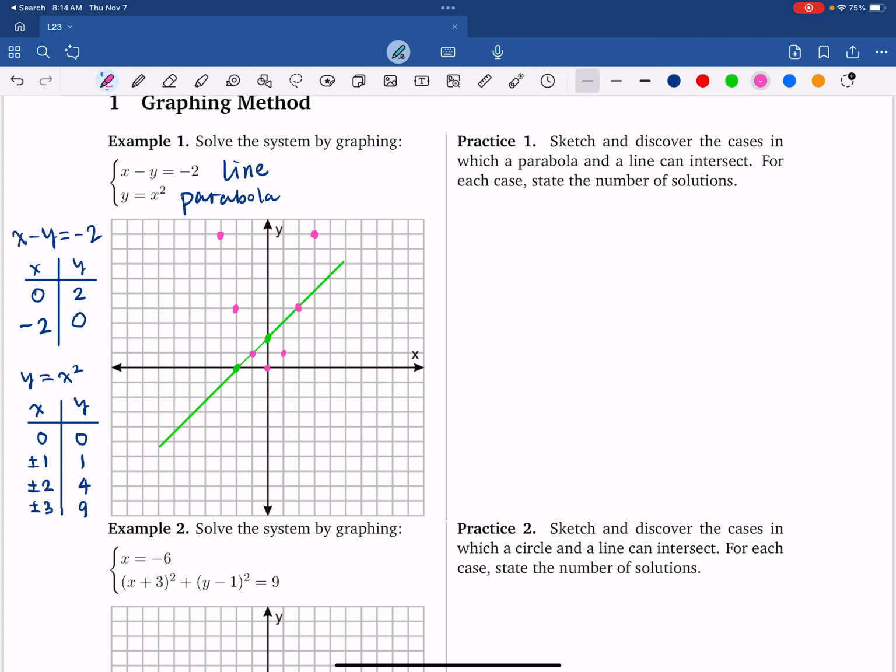Okay? And then once we plot these points, you can see the pattern, right? Make sure you connect them with a smooth curve, not a line. I'm just trying my best. Make sure that it's a smooth curve.